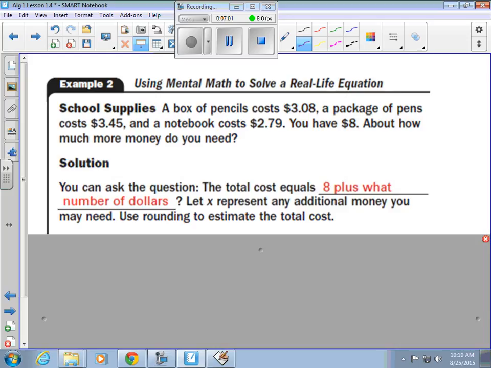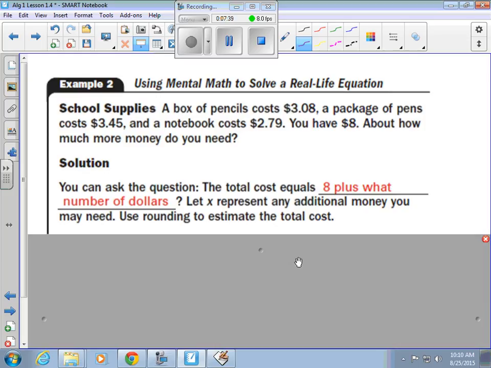Example number 2 is using mental math to solve a real life equation. It says a box of pencils costs $3.08. A package of pens costs $3.45, and a notebook costs $2.79. You have $8. About how much more money do you need? You can ask the question, the total cost equals 8 plus what number of dollars? So you know you need more money. You have 8, so you need 8 plus another value. So let X represent additional money, 8 plus X.